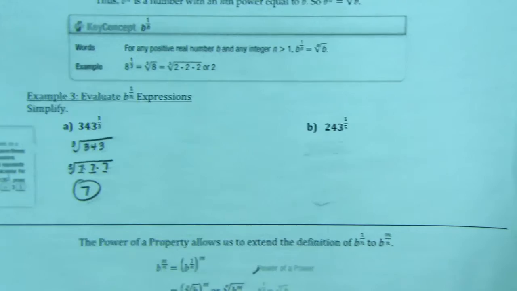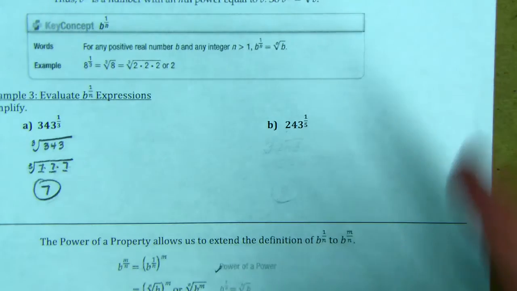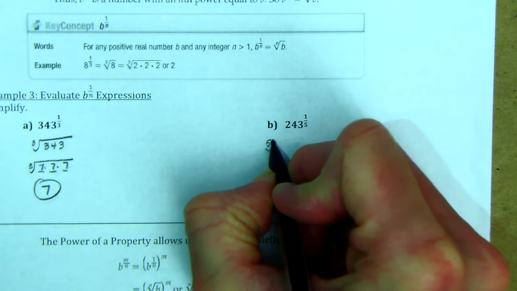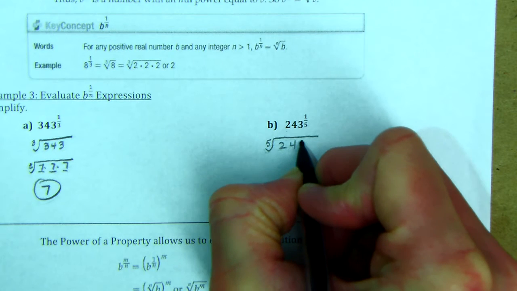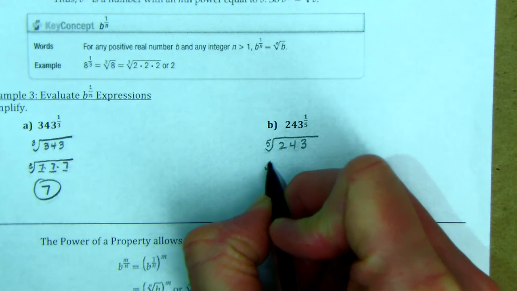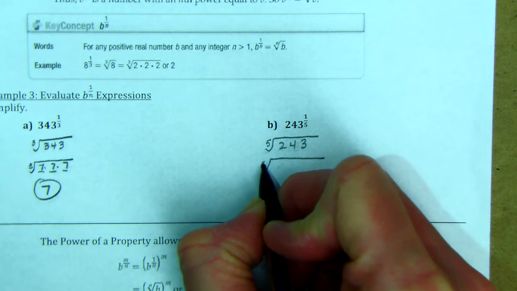All right, and 243 to the 1/5, so it's the 5th root. Some number times itself 5 times over is 243.